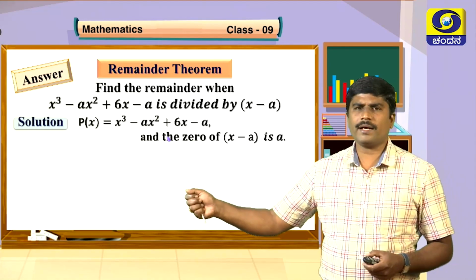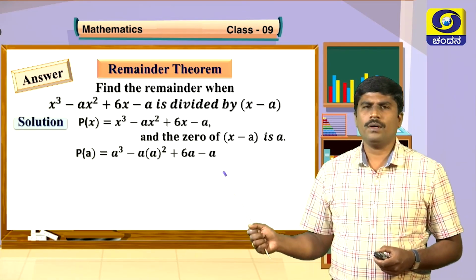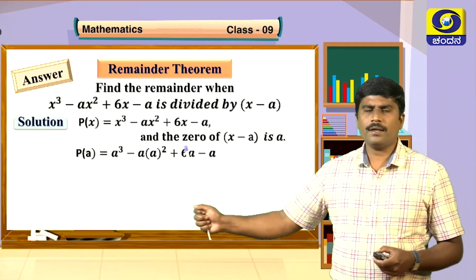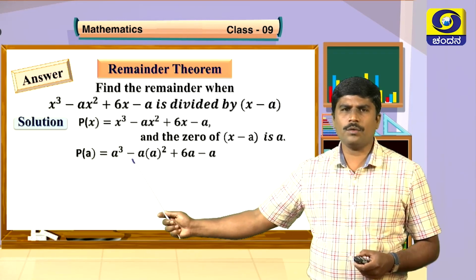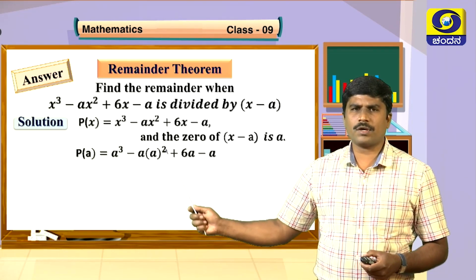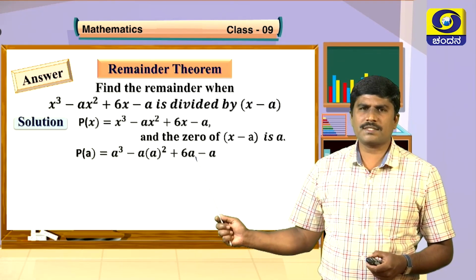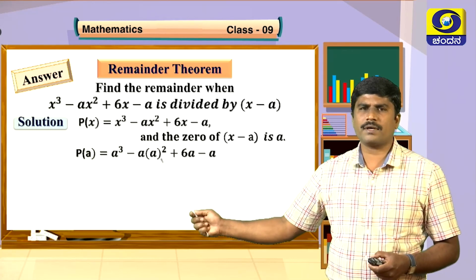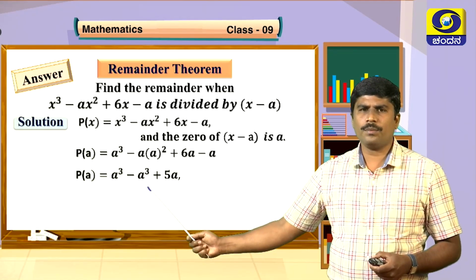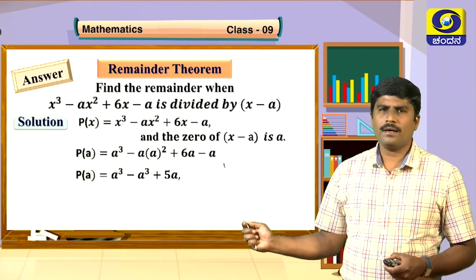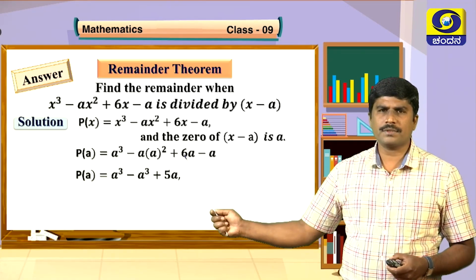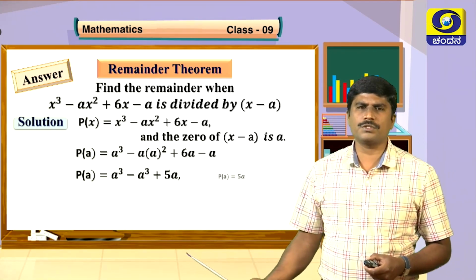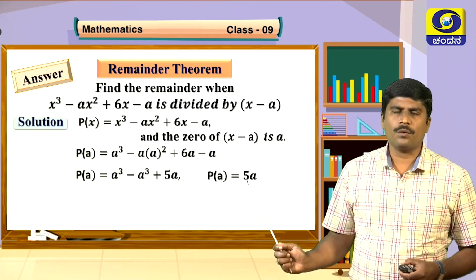Wherever x is there, you have to substitute the value a. So you will get p of a is equal to a cube minus a into a square plus 6a minus a. Here a cube minus a into a square means again you get minus a cube, and 6a minus a you will get 5a because they are like terms. Here a cube minus a cube is equal to 0 and p of a is equal to 5a.